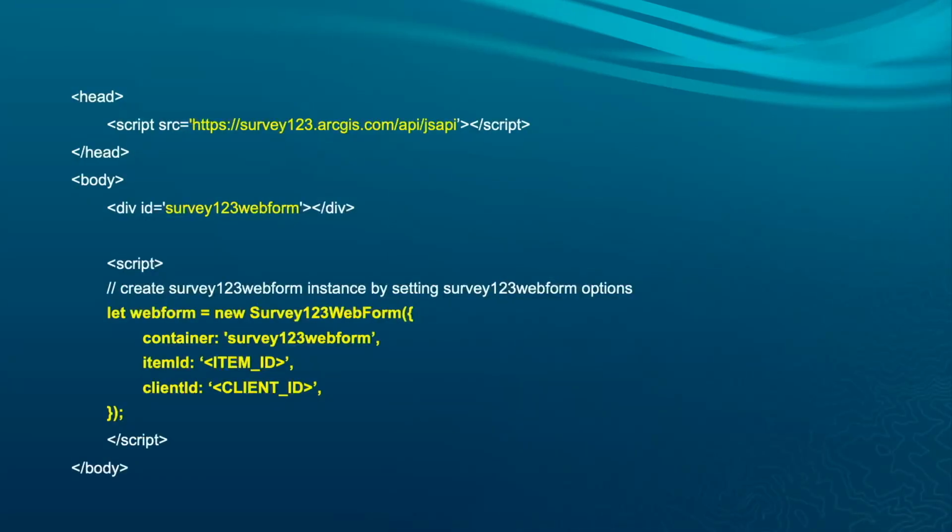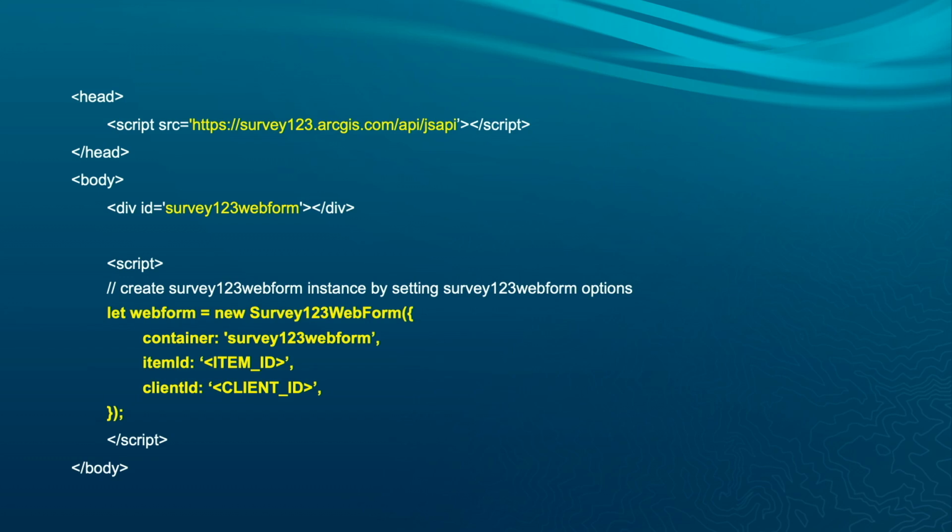And this is just a very simple code snippet to show you how you can use the JavaScript API. So first, you need to import the JS API from survey123.arcgis.com/API/JS API. And then you will define a HTML DOM element, like here, we have a div DOM and call its ID as Survey123 web form.